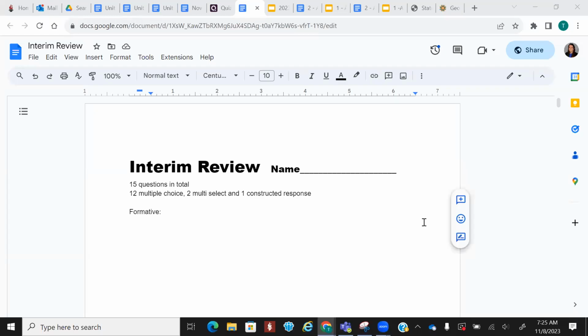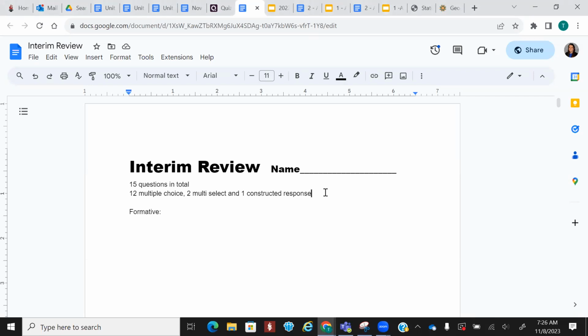On your interim, there are 15 questions total. You will have an hour to take it. Here's the breakdown though. There's 12 multiple choice, 2 multi-select. So it's kind of like select all or select the inline response, something like that. And then there's one where you actually have to type out an answer.